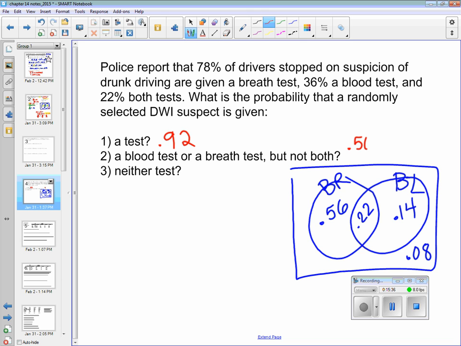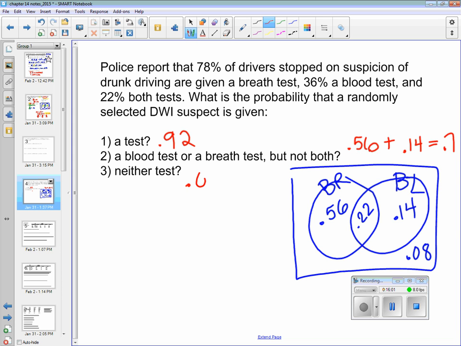But really, okay. 0.56 plus 0.14. And those two probabilities together is 0.7, correct? Okay, or 70%. How about neither test? What number am I looking at here? The 0.08. Don't even have to do a whole lot. It's already part of the Venn diagram, and we're done.